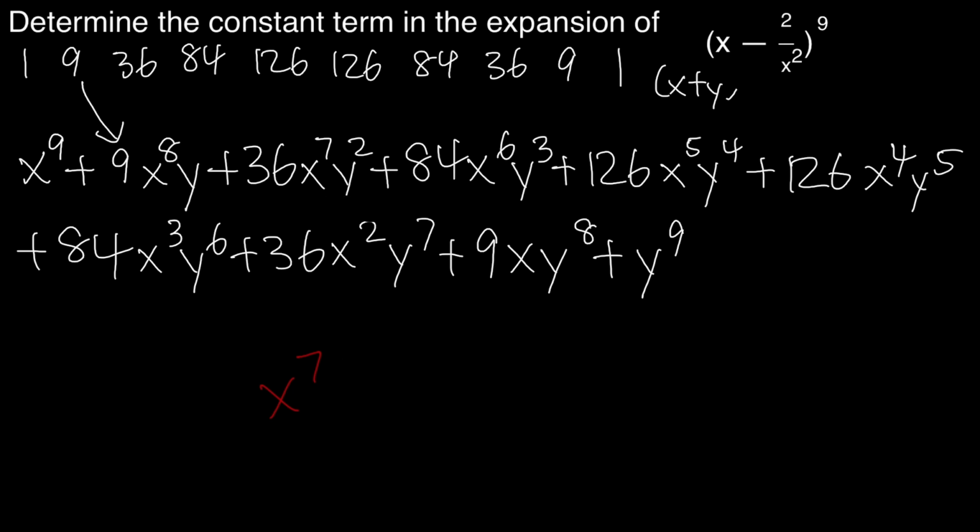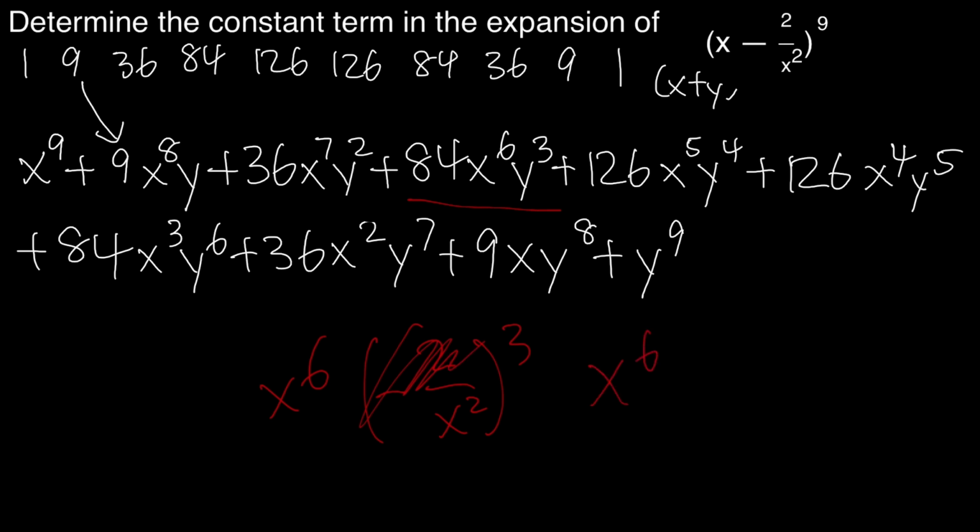We're now at 84x to the 6th, y to the 3rd. We can see x to the 6th and y to the 3rd. Again, the rest doesn't really matter. And we can see that 2 times 3 is 6. We have 2 x's to the 6th power, which is what we want. They're raised to the same power, so it'll give us the best shot at actually eliminating this variable right here.